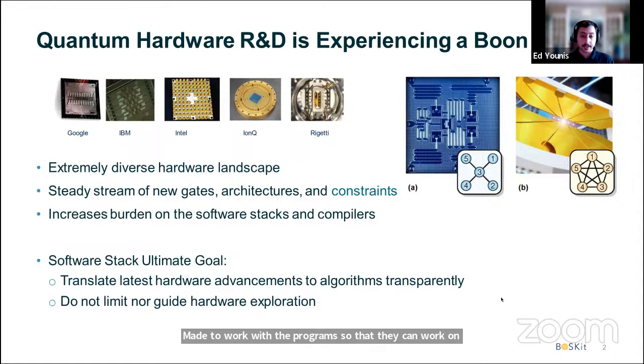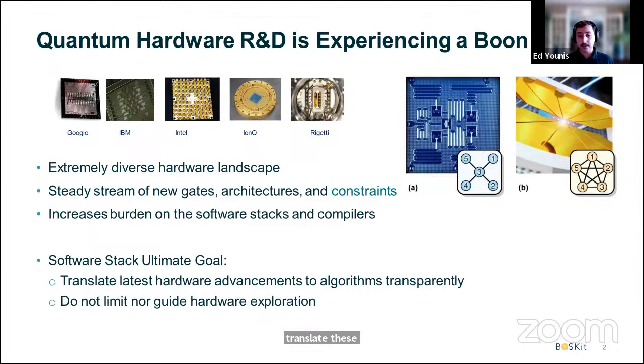Now, this increases the burden on the software stacks and compilers to realize end-to-end applications and take advantage of all of these new features. Ultimately, we want our software stacks to be able to translate these advancements to the algorithm layer transparently, so that physicists and domain scientists who build algorithms don't have to concern themselves with the intricacies of the hardware. Now, this is very hard because the hardware underneath is constantly changing and adapting to new features and new technologies. We also don't want our software to limit or guide hardware exploration. We want the hardware scientists to produce the best that they can produce and have the software take advantage of that without it guiding them. I'll expand on that later on, or if there are any questions, I'm happy to talk more about that.